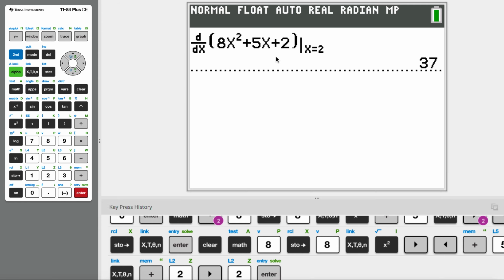How did it come out? It's because when I differentiate, it becomes 16x, isn't it? This becomes 16x, this becomes 5. So 16x plus 5, when we input 2, is 32 plus 5, which is 37.